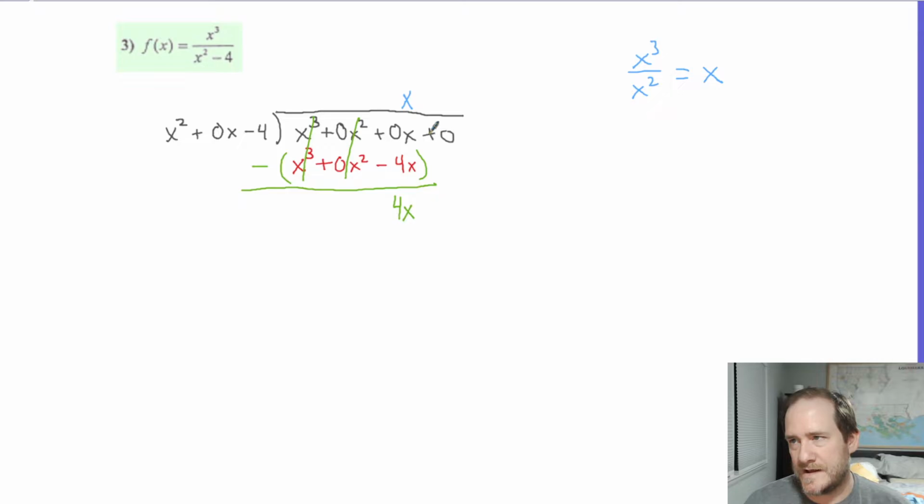Now technically I should take this thing, drop it down, it would become sort of 4x plus 0, and you would divide again. But this is the exact point where I know that I can stop. I now have a remainder whose degree is less than the degree of my divisor. So that's the point where I stop, and I know that whatever I got down here, this is now my remainder. That's my remainder. This thing up here is my quotient.